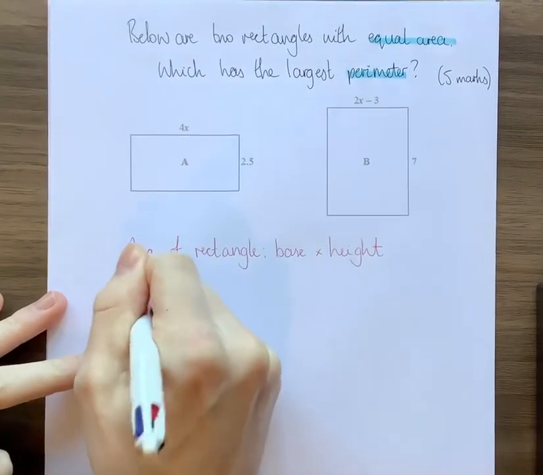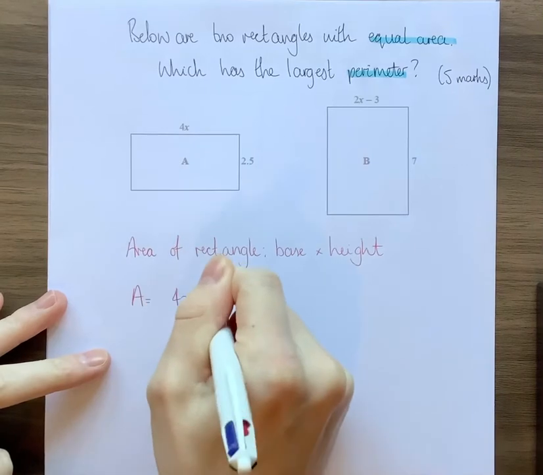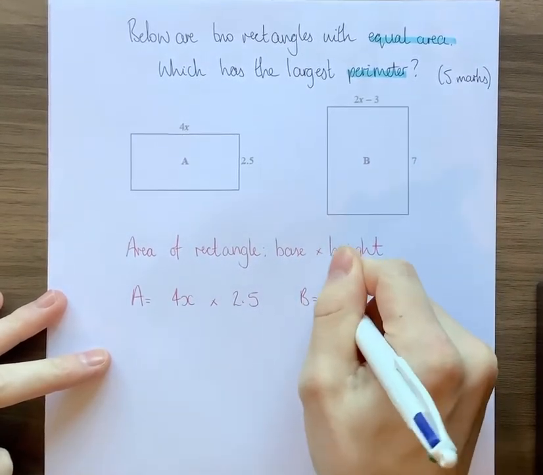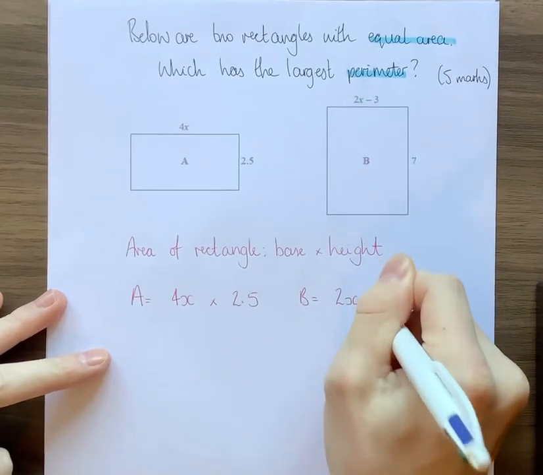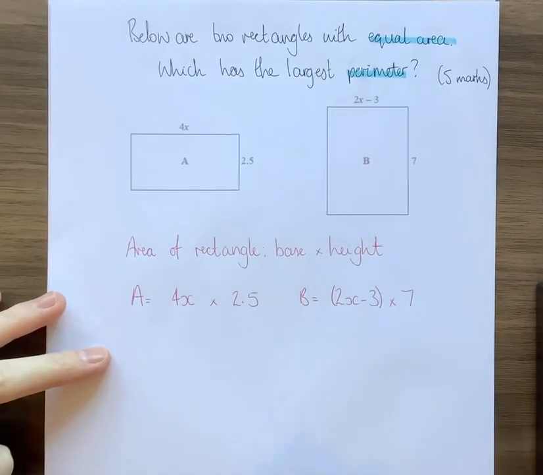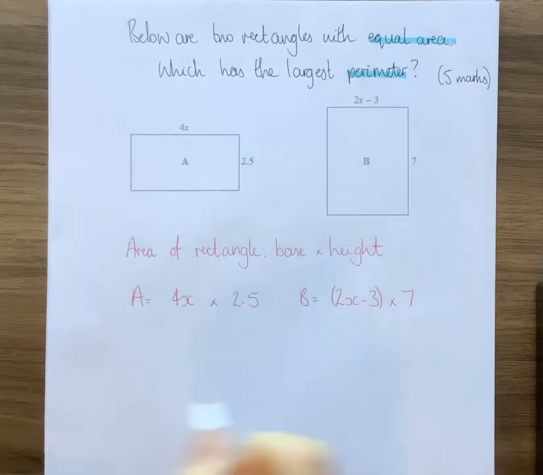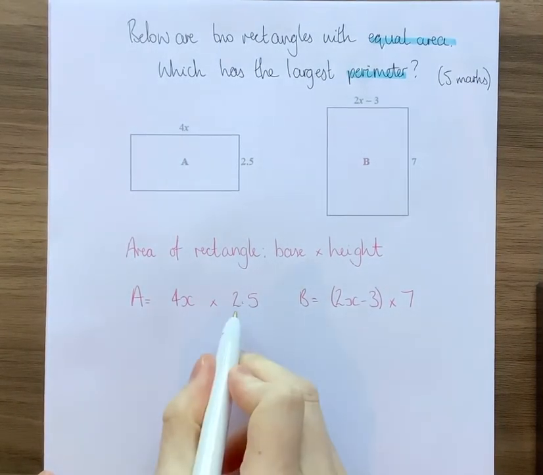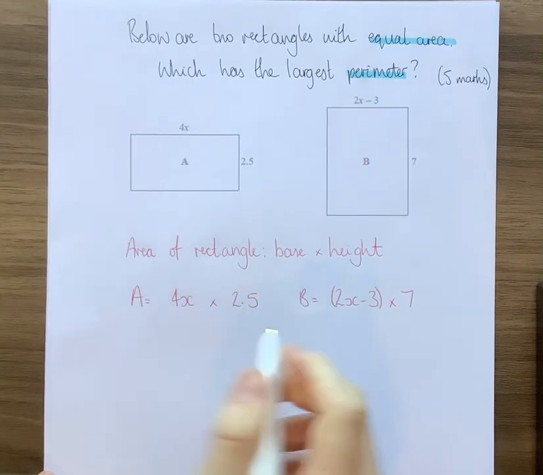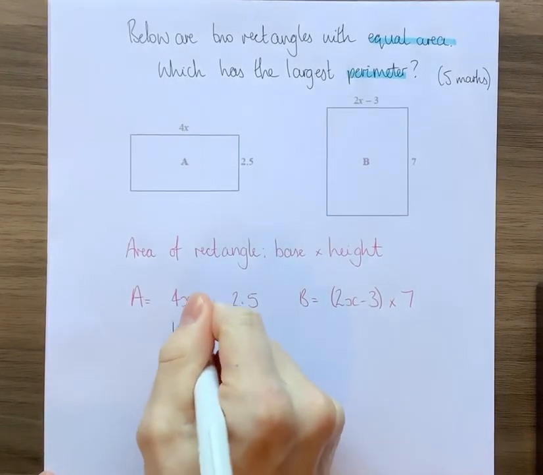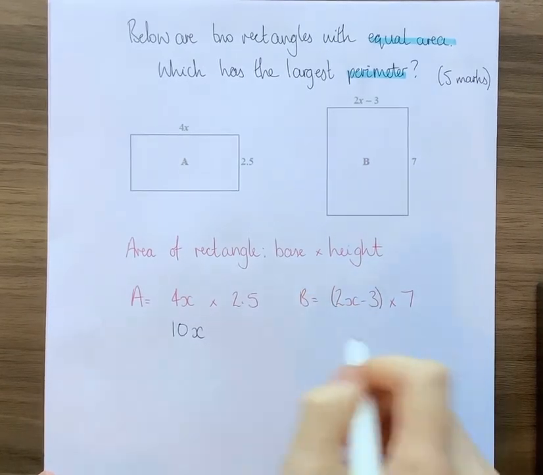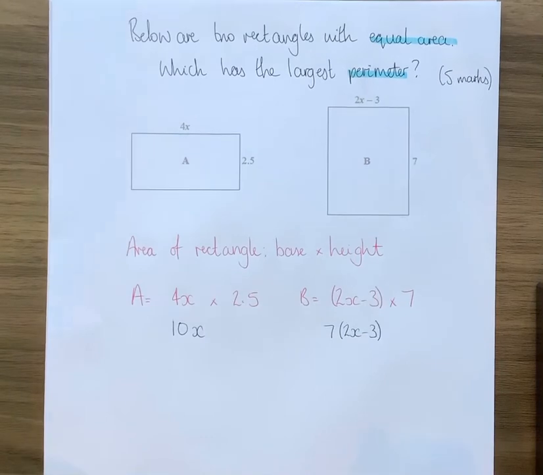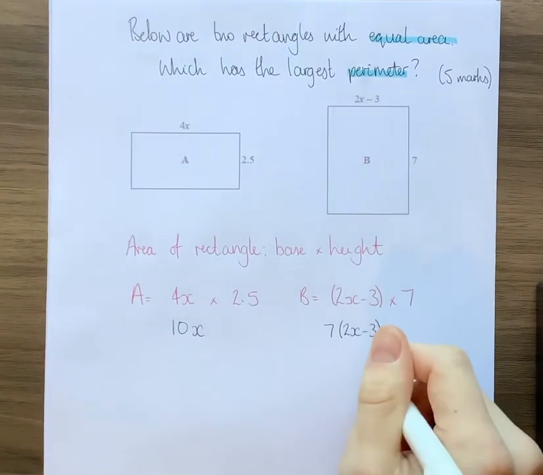So the area of A is 4x times 2.5, when the area of B is 2x minus 3 all multiplied by 7. Now, if I simplify this, 4x times 2.5, well, 4 times 2.5 is 10, so that gets me 10x. If I simplify this one, I've got 7 times 2x minus 3. So what I'm actually doing there is expanding a single bracket.